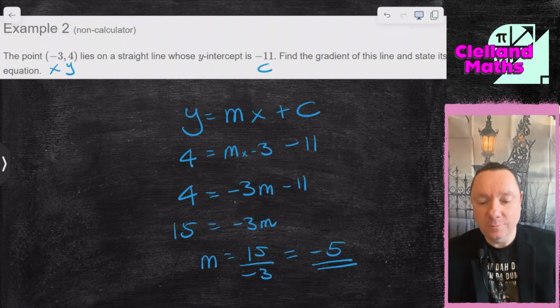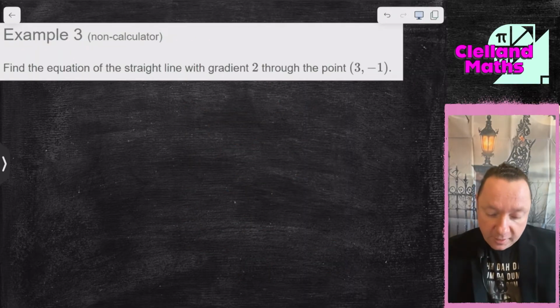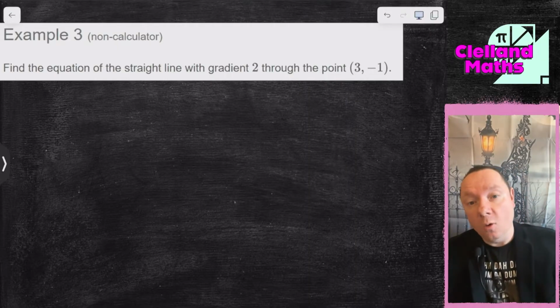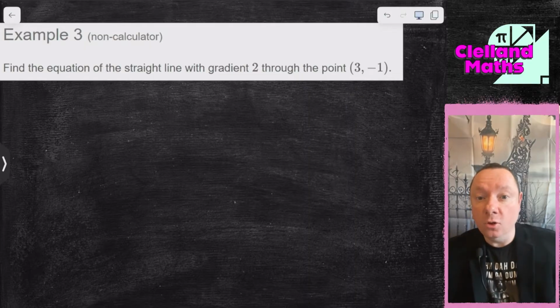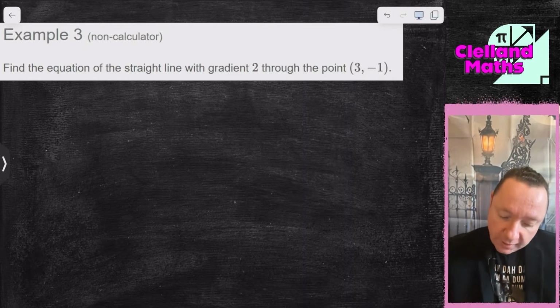And we're done there. Getting to the meat and potatoes of this, example 3: find the equation of a straight line with gradient 2 through the point 3, minus 1. Just stop there to mention that these examples are all from maths.scot, an excellent website. Get yourself on there to go through topic by topic by topic. So find the equation of a straight line, gradient 2, passing through the point 3, minus 1.